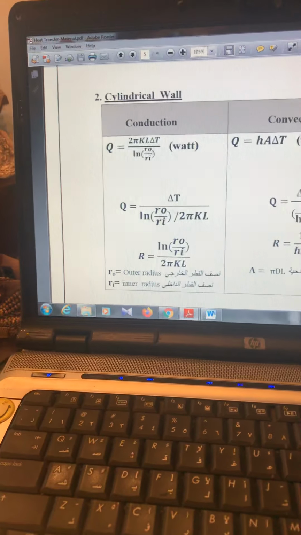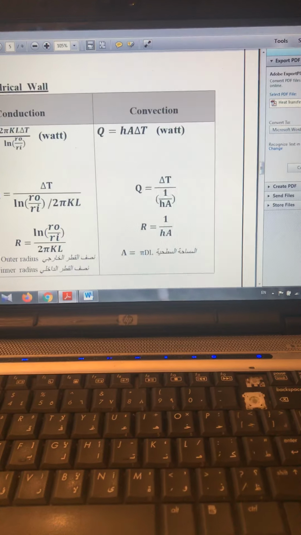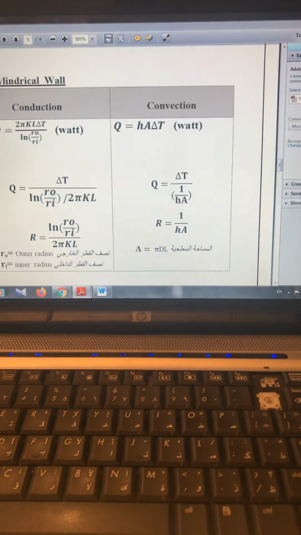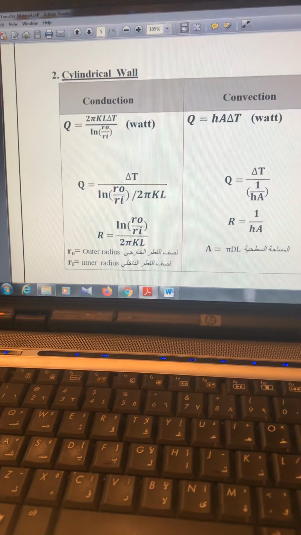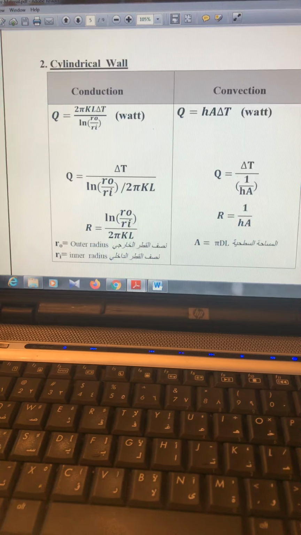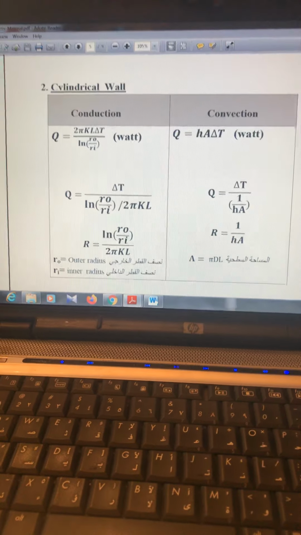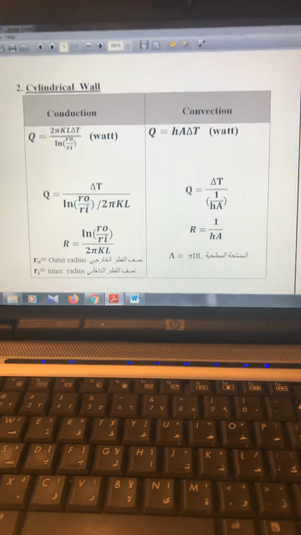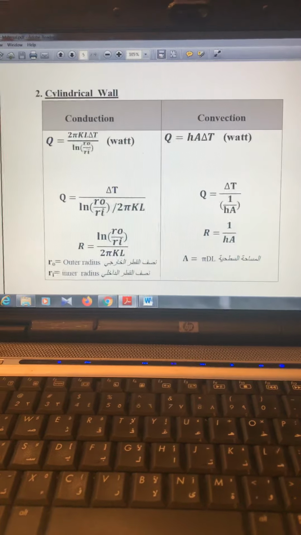In case of convection, Q equals HAΔT, where R equals 1 over HA, and A is the area, which equals πDL. Here we find that conduction is calculated using the radius, and here you calculate using the diameter. Don't get confused when you get the problem and you are writing the givens. The first thing you write: radius equals, diameter equals, right? And what is the difference between radius and diameter?